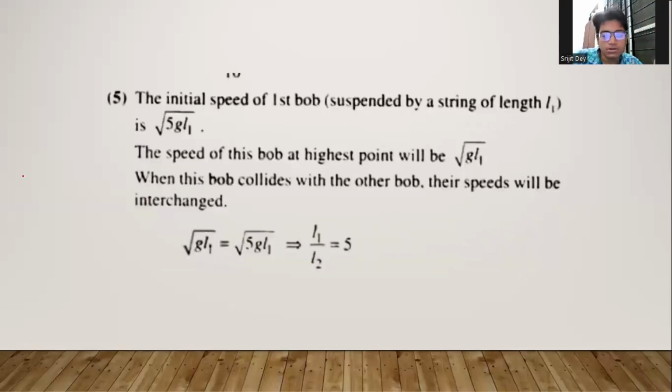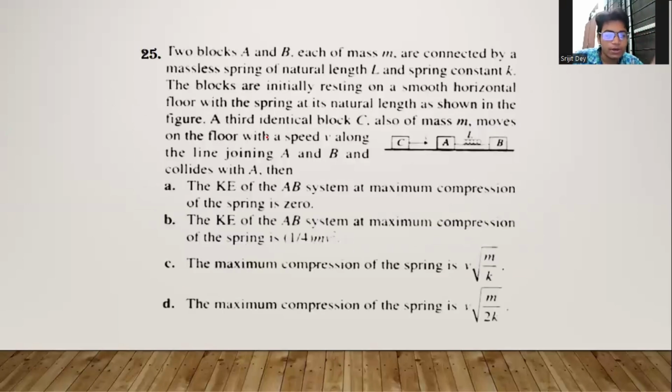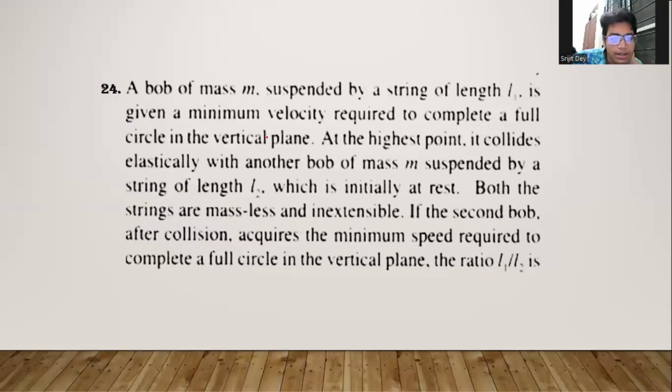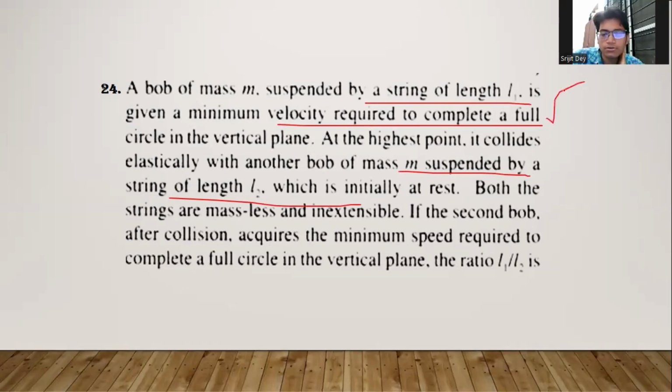Over here, this is also a very simple question. Wait, sorry. Over here, the question was that initially some speed was given, and there was a string of length L2 with a mass M suspended, initially at rest, and it's given a minimum velocity, which is again how much? Under root 5 g L1.